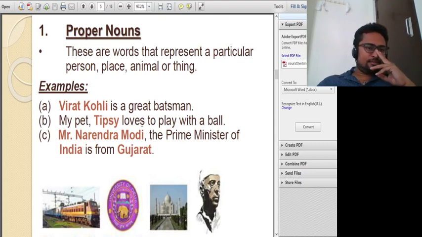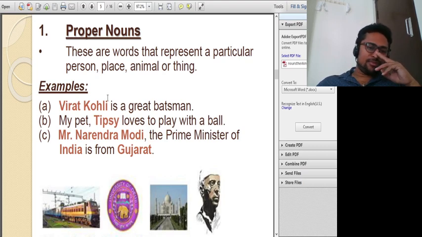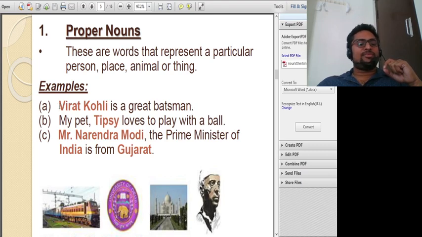Let us discuss what a proper noun is. These are the words that represent a particular person, place, animal, or thing. For example, Virat Kohli is a great batsman. Virat Kohli becomes a proper noun. Batsman is a common noun. My pet, Tipsy, loves to play with a ball. Pet is a common noun and Tipsy is a proper noun.